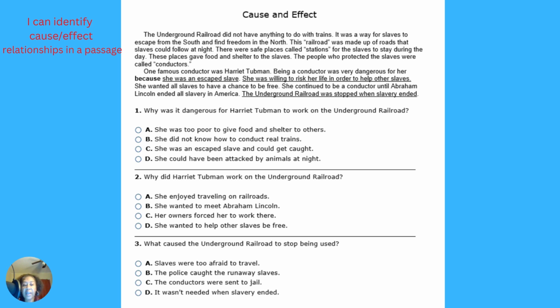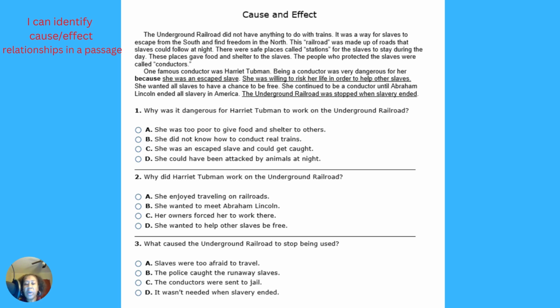We want facts. She was an escaped slave and could get caught. We know that it mentioned that in the passage. All right, so boys and girls, this is how we use our process of elimination. A, B, and D, we know are not the answers. So we can mark those out and choose C. All right, do we understand? Thumbs up.